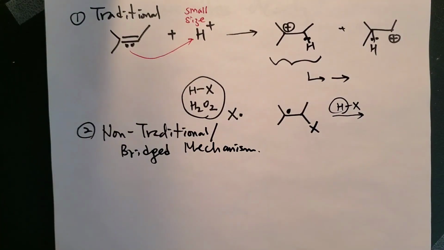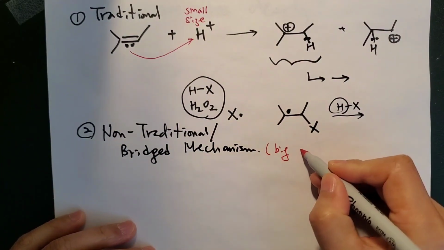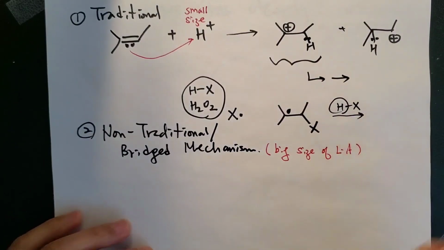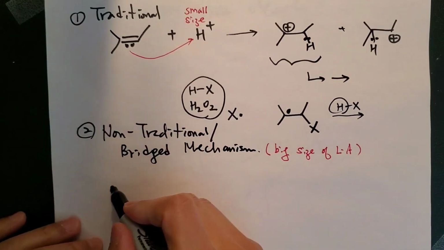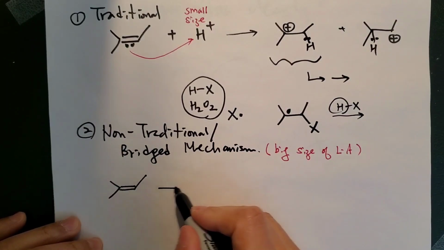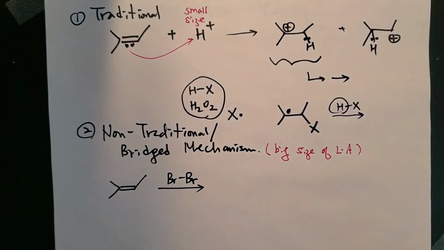One of the key factors is obviously size. So when you have a big atom for a Lewis acid, you tend to form more bridged mechanisms, but there could be other factors. So the first reaction we look at is when you have Br2.